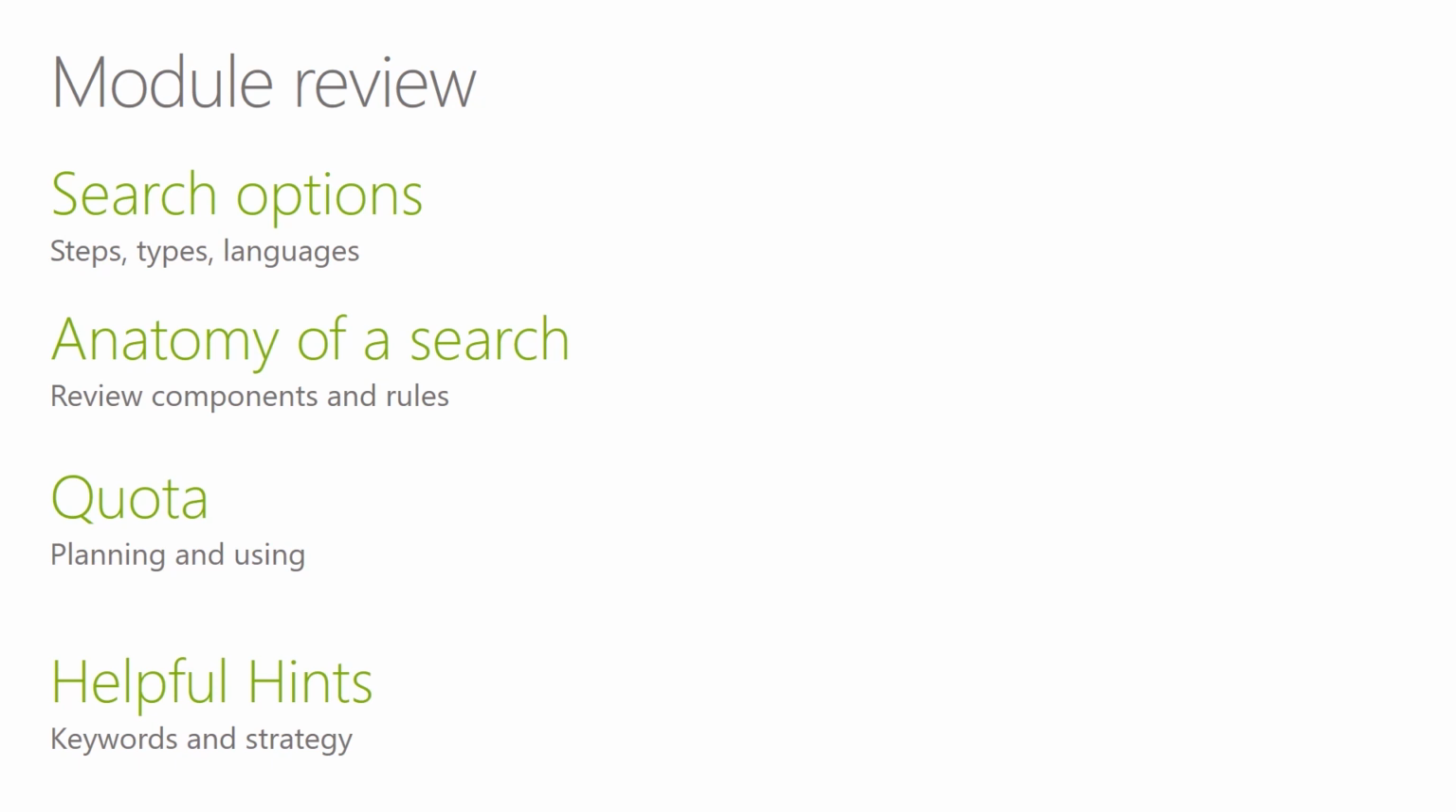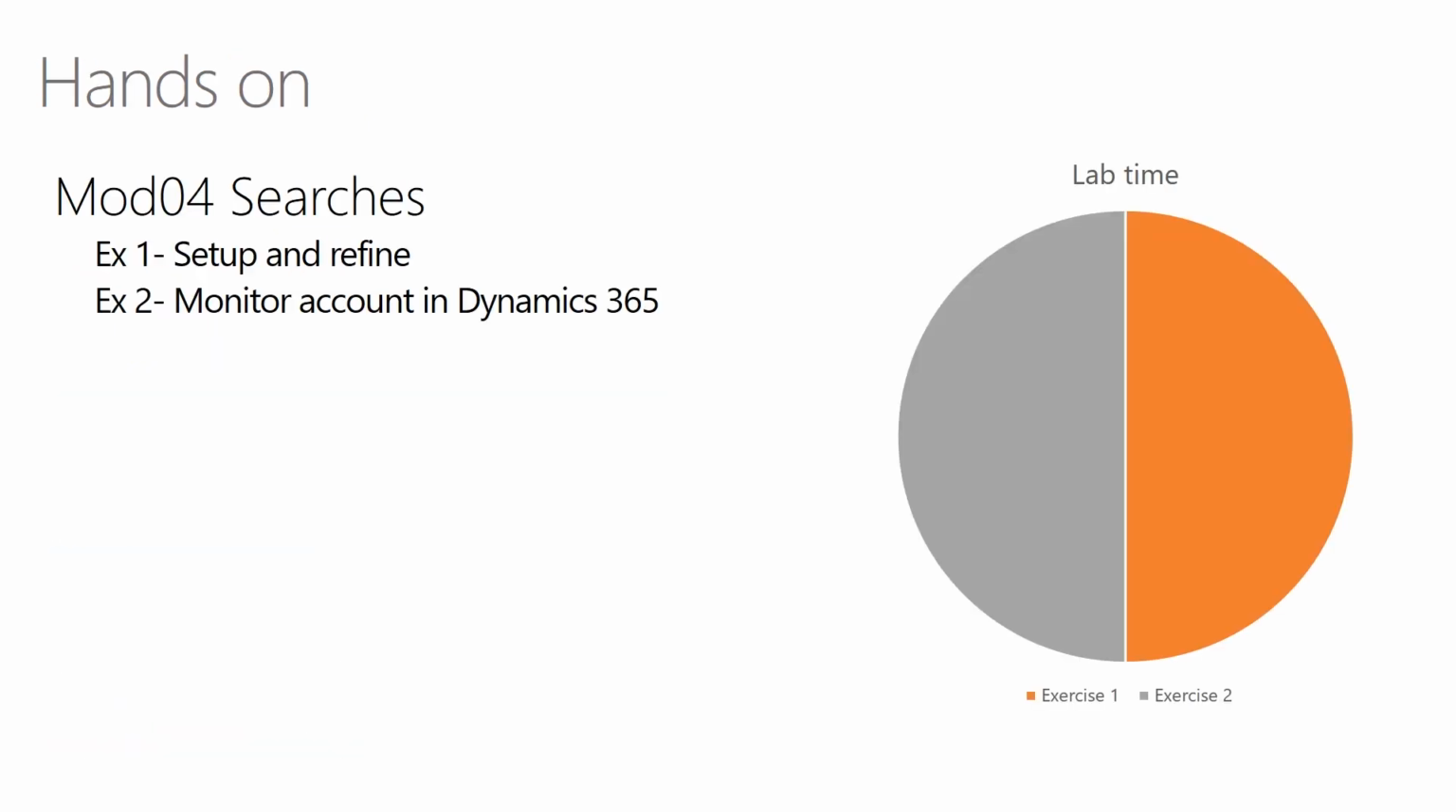We went through the steps and types and languages. We saw a demonstration of applying some of those languages. We did the anatomy of a search, and in that we reviewed the components and the rules and did a demonstration of that, where we also happened to see some of the quota that we could see and the projections and whatnot there. And then we went through some helpful hints where we talked through the different keyword options and your strategies. For this module, we've got hands-on for you as well, where you're going to set up and refine some searches. And then also you'll be adding some Dynamics 365 components where you're monitoring your accounts.